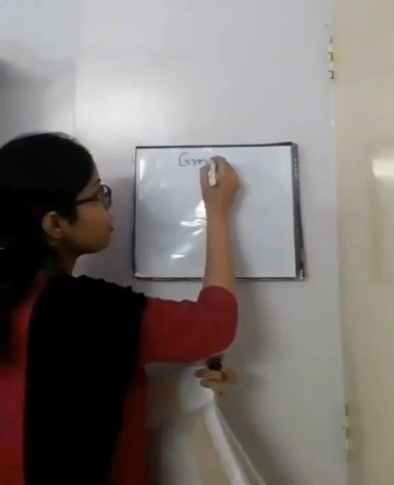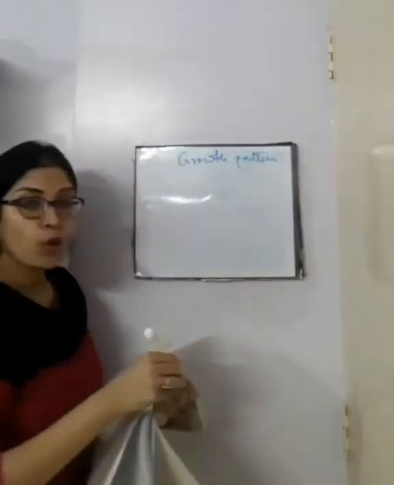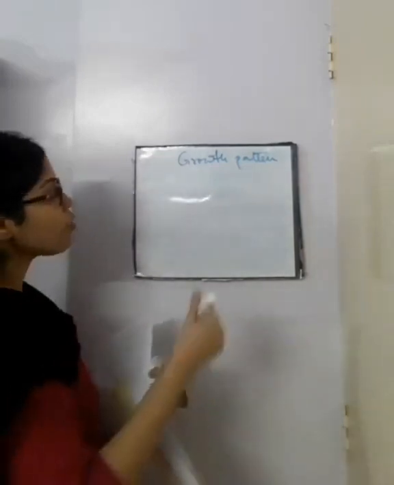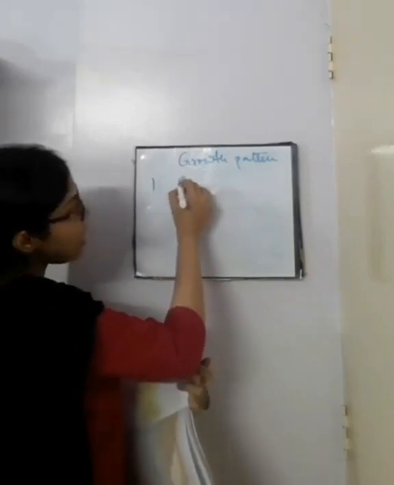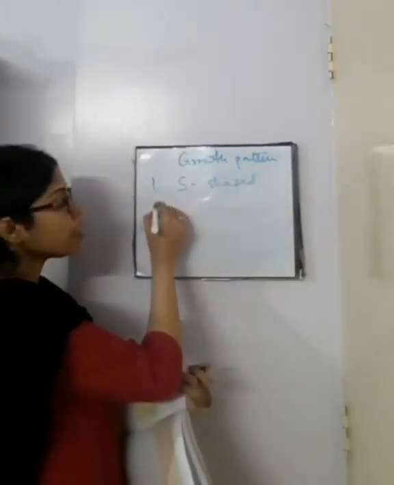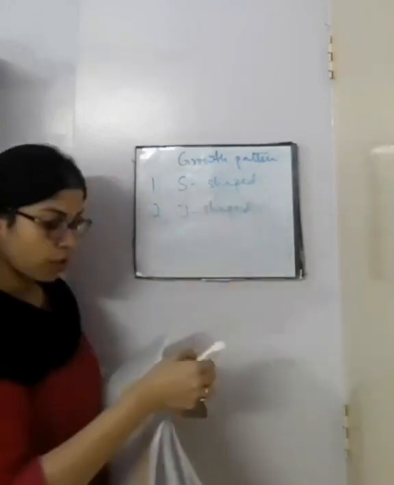Growth pattern means how the population grows. This growth pattern is of two types. One is the S-shaped growth curve, the other one is the J-shaped growth curve.